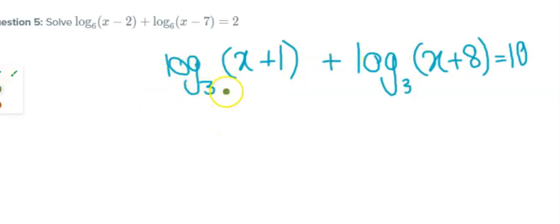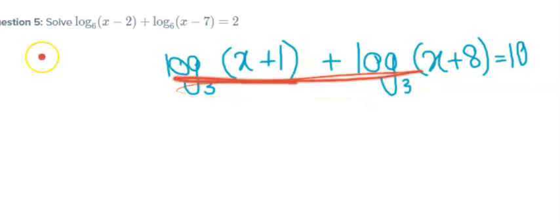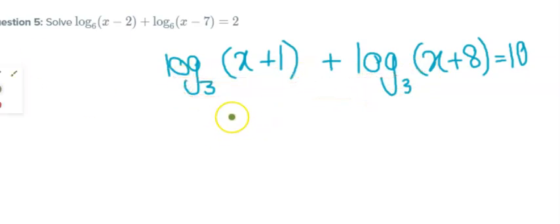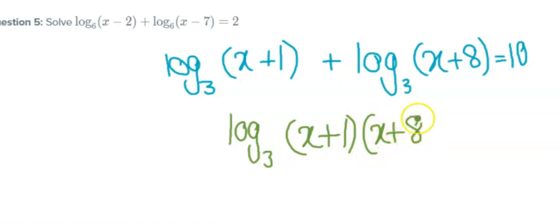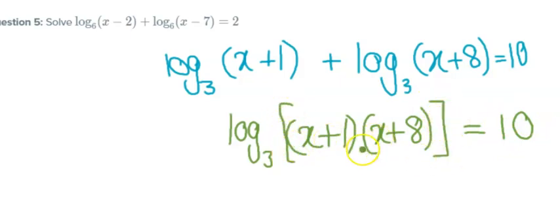First we need to check the bases are the same. When I say base, this and this have to be the same. If they're different, we cannot do anything; we stop. So now we write down log 3, and if you have a look, they are being added. If they are being added, I am going to multiply them: (x plus 1) multiplied by (x plus 8), and that's equal to 10 on the other side. I'm putting another bracket here just to show that I'm going to multiply.